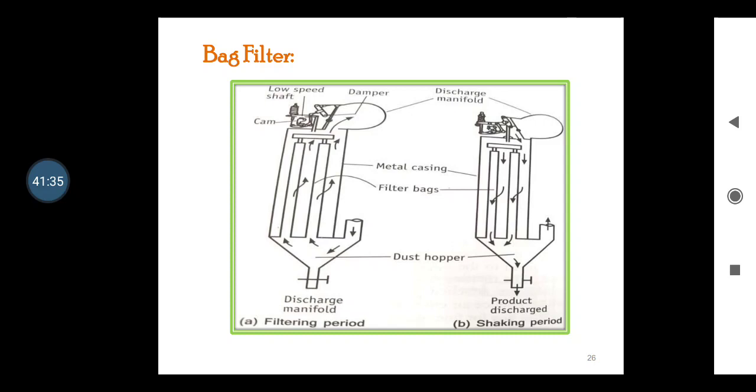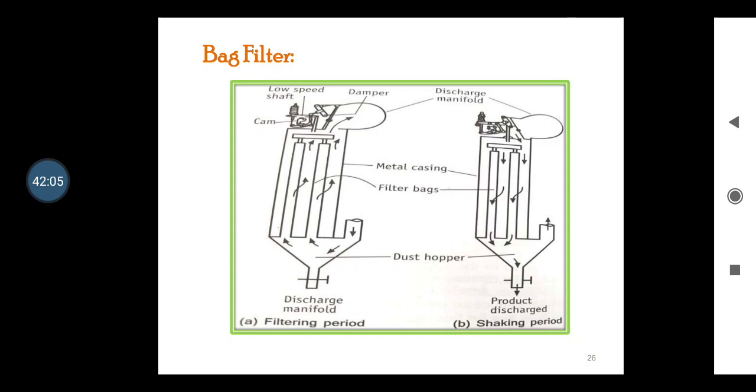So these are then removed at certain intervals of time. As far as the uses of this bag filter are concerned, it is used to remove the fines from the cyclone discharge. It is also used along with the other separation equipment, that is the cyclone separator, and the bag filter is connected to the discharge end of the fluidized energy mill.